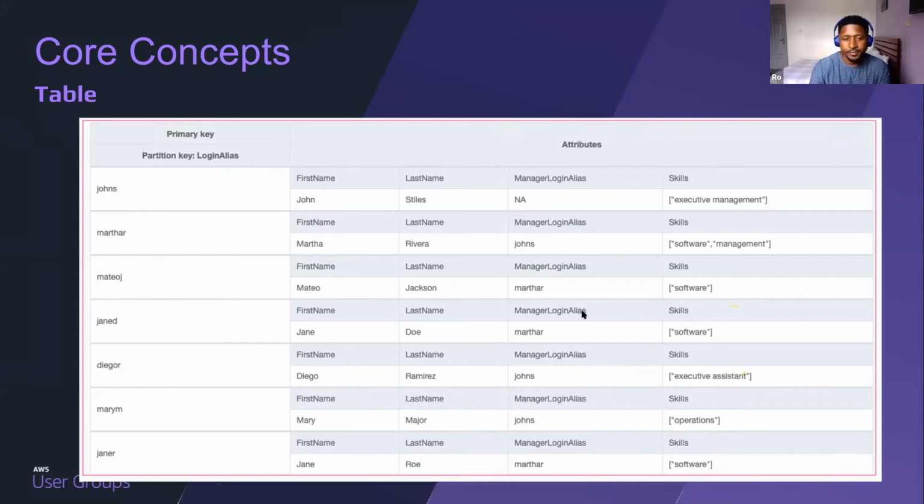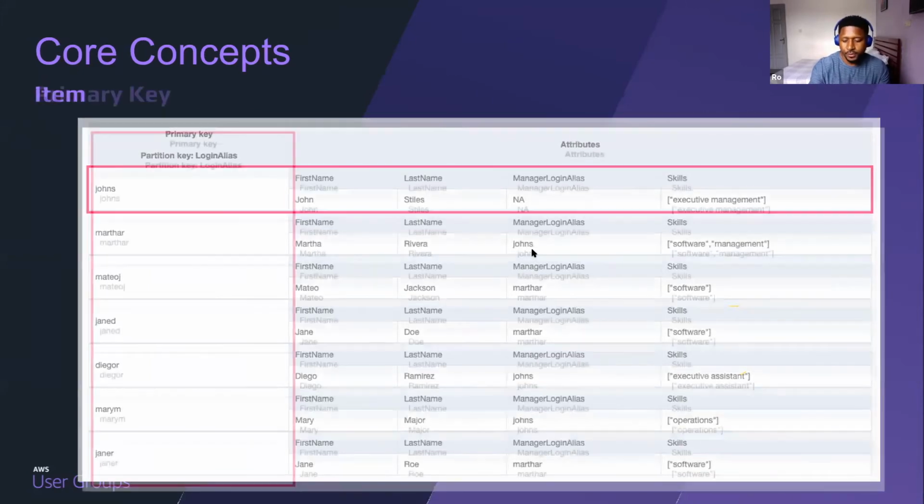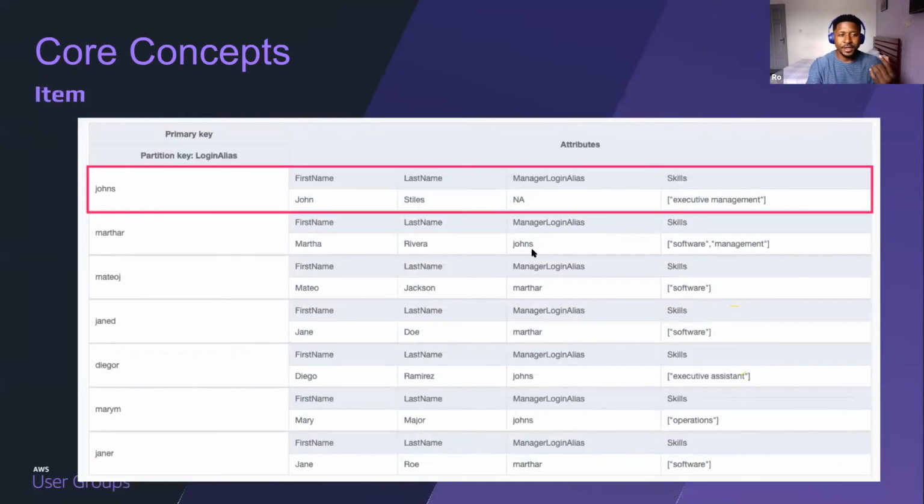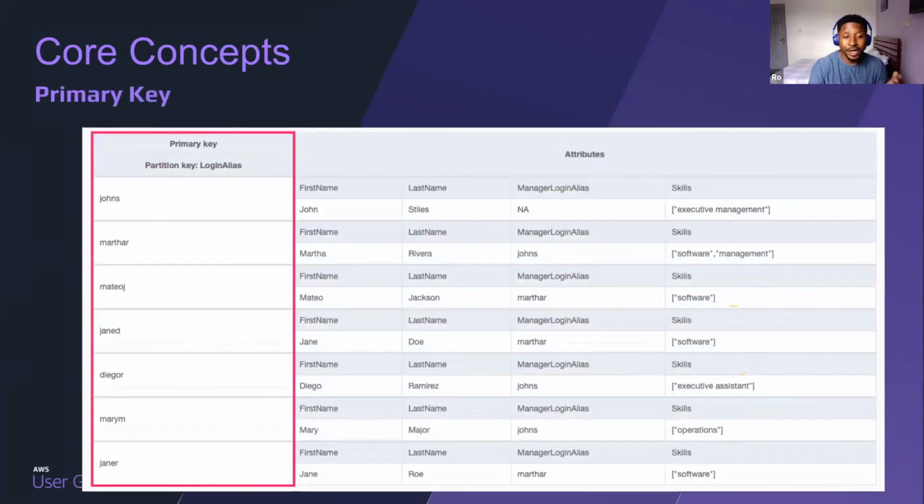And then we have item. An item is like a row with attributes. So it's the same thing with a SQL database. We have the item, or the primary key called John, and then we have attributes called first name, last name, manager, login, alias, and skills. And then we have the primary key.